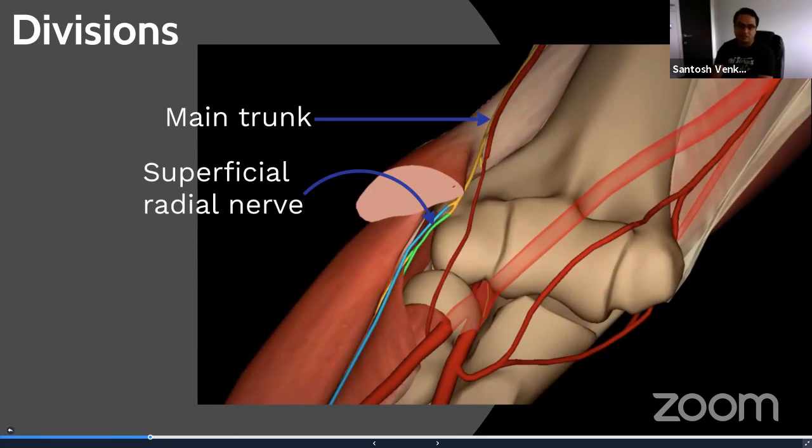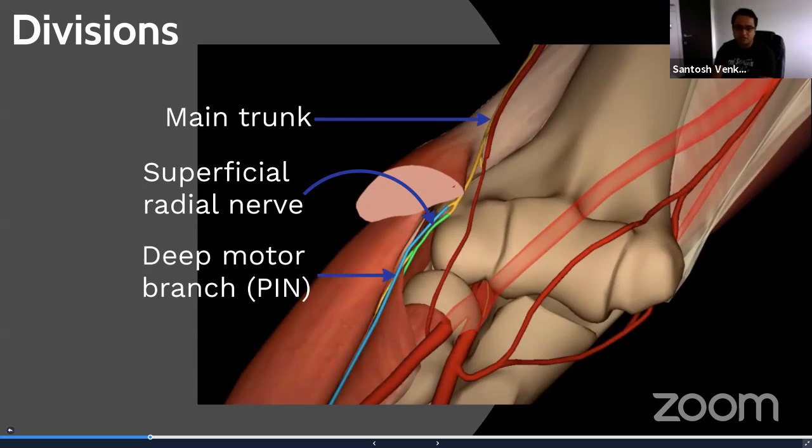Then you've got the superficial radial nerve, which is a sensory branch, runs under the brachioradialis and ends up supplying the dorsum of the thumb web space. Then you have the posterior interosseous nerve, which is the main motor branch, and then the supinator, which is where the two branches happen. The upper part of the supinator is called the arcade of Frohse, and that can be one of the common areas for impingement.